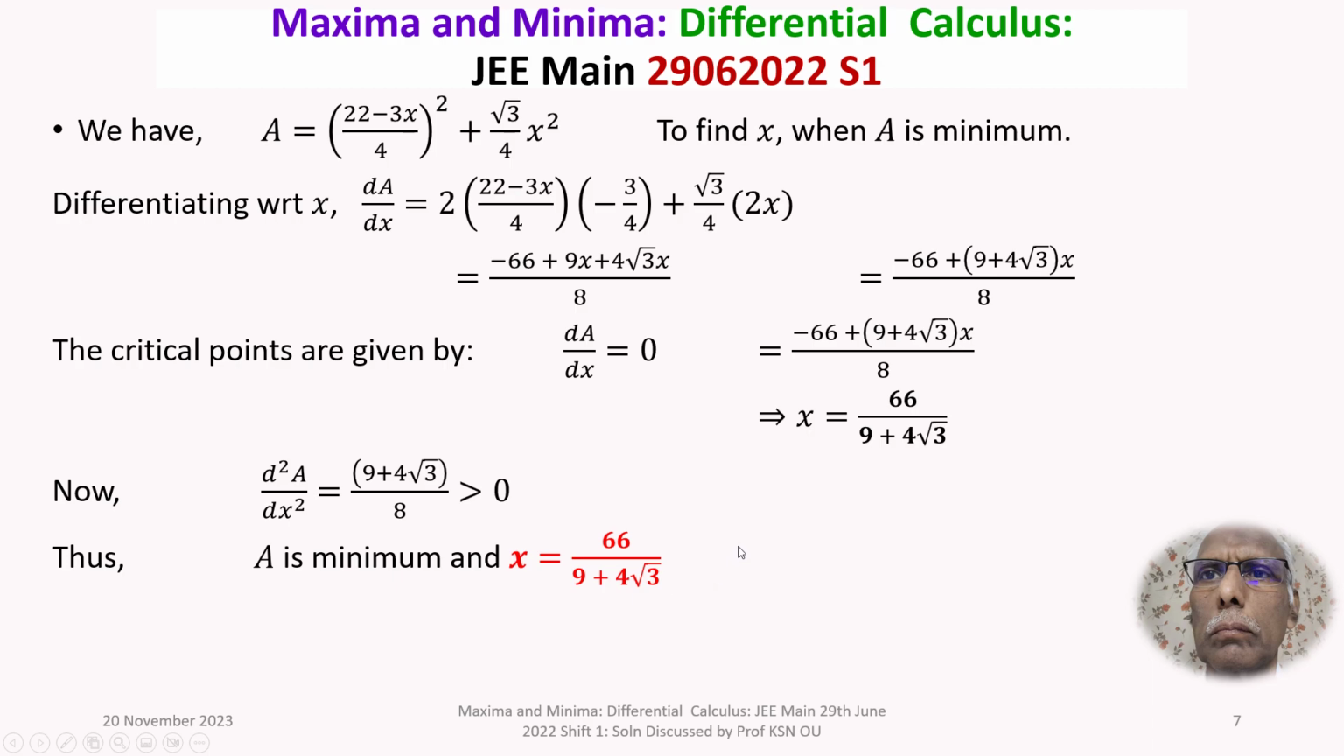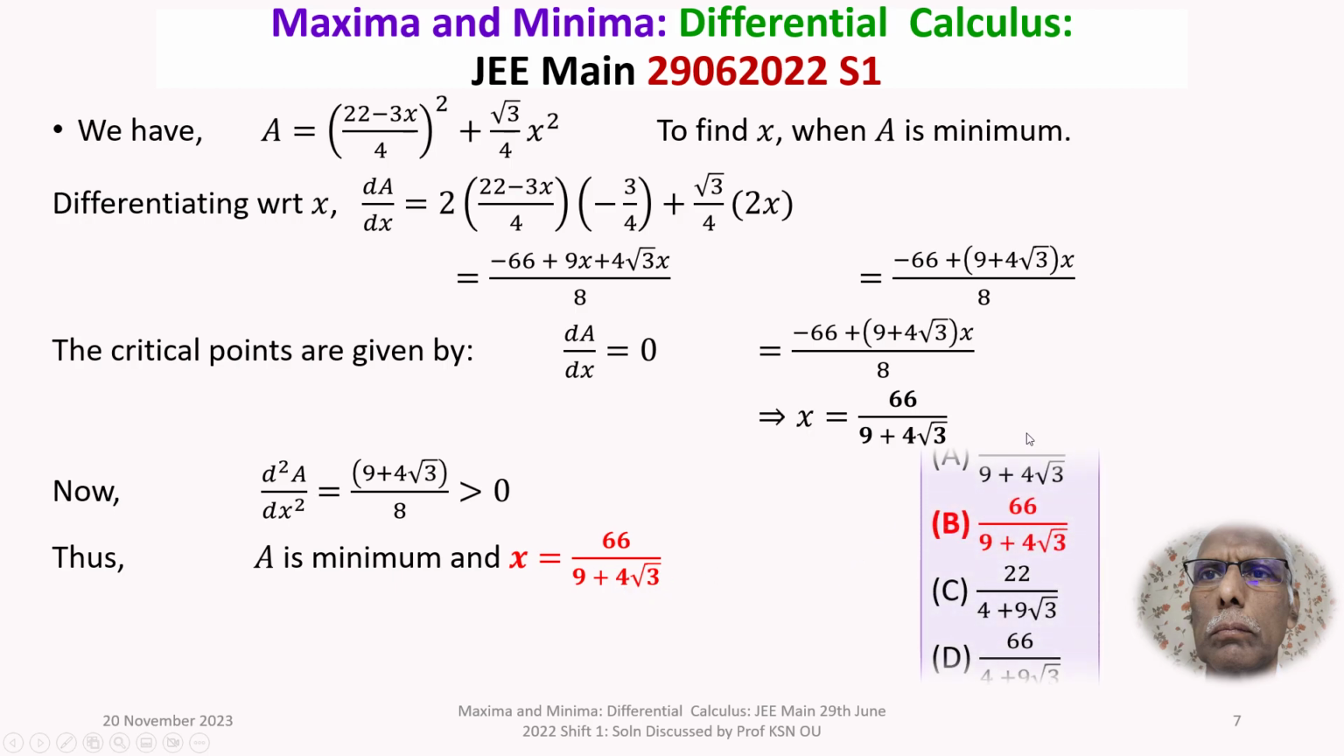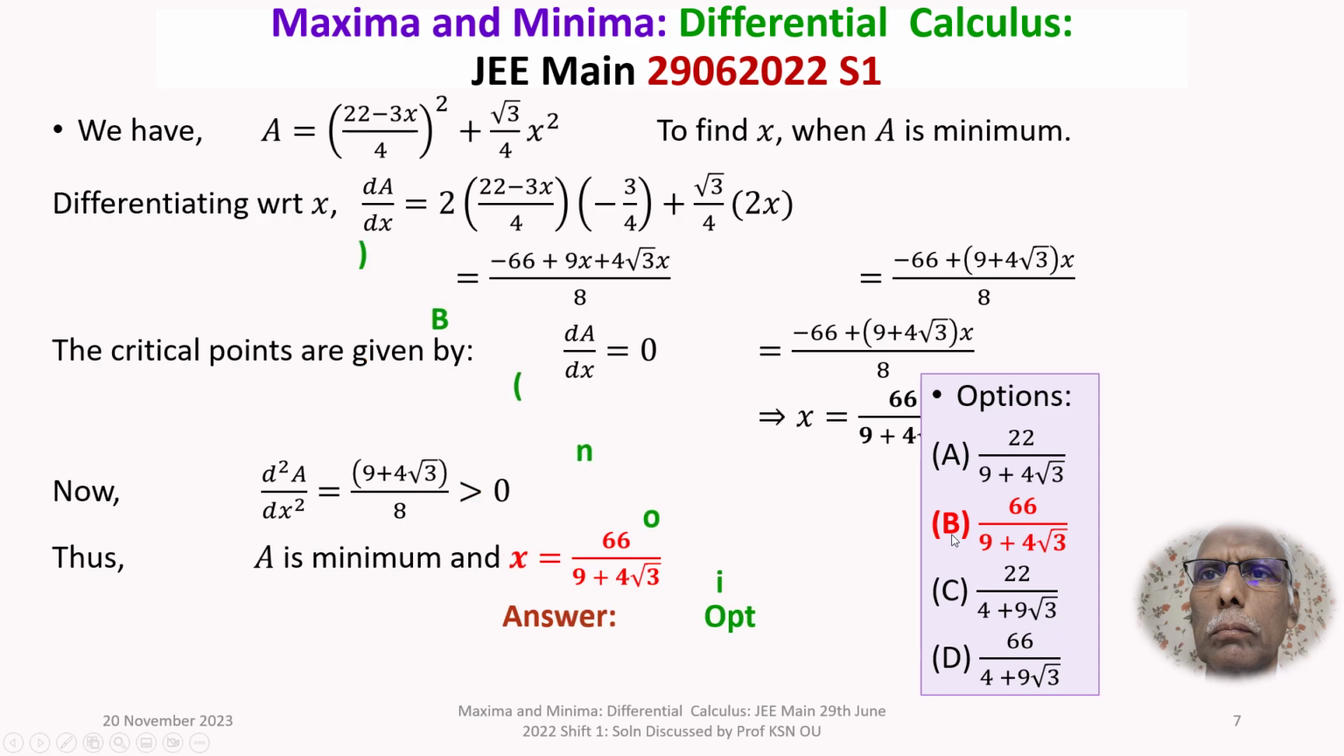So we are required to find the value of x when A is minimum. So, the answer is 66 by (9 plus 4 root 3). That is x. Let's look at our options. Our answer appears against option B. Therefore, the answer to this question is option B.